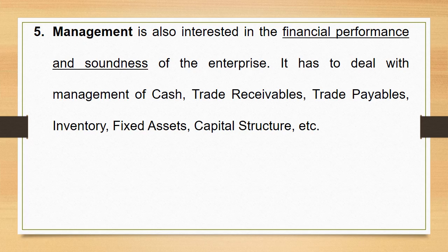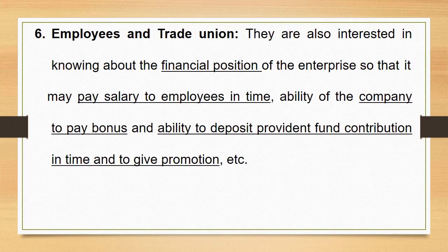Management is also interested in the financial performance and soundness of the enterprise. It has to deal with the management of cash, trade receivables, trade payables, inventory, fixed assets, capital structure, etc. Employees and trade unions are also interested in the financial position of the enterprise so that it may pay salary to employees in time, have the ability to pay bonus and deposit provident fund contribution in time, and give promotion, etc. Employees always look for regular salaries and bonus, and they also want to ensure that the company has been depositing the required amount of PF with the government.